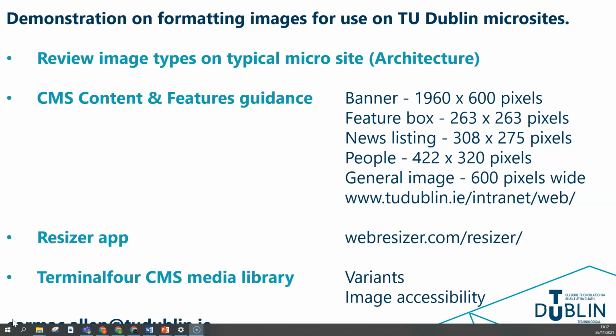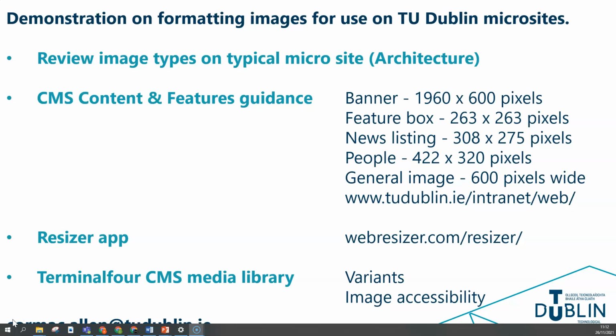website homepage. The second thing I want to mention is the CMS Content and Features Guidance document, which has been developed by the web team. This is an excellent document and includes all the guidance you need on using the various website features. It also provides guidance on image sizes. As you will see, each image needs to be set to a different size to fit within each feature template. This guidance document is on the intranet under Web, and I've included the URL here.